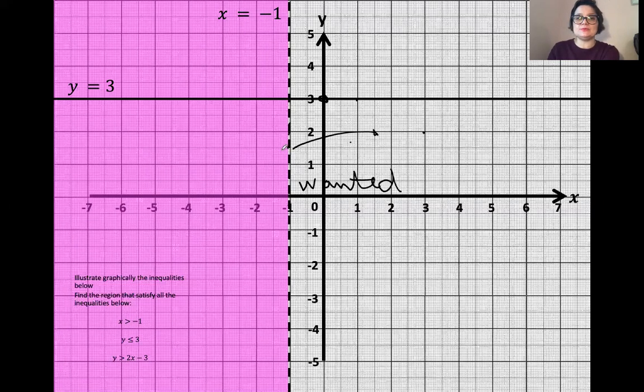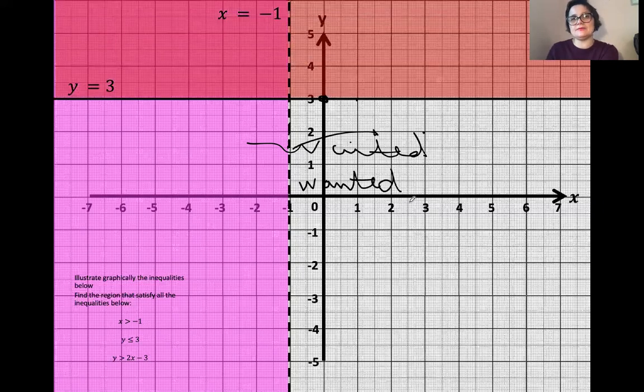So let's write wanted for this equation only. And so we are going to shade that area above the line. Okay, that is the unwanted region.